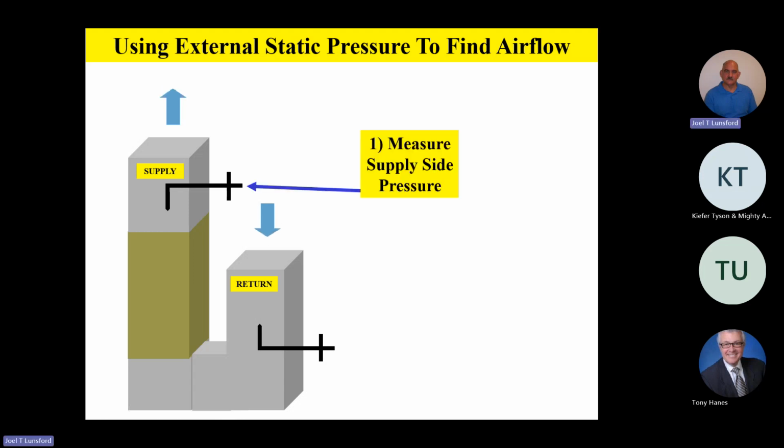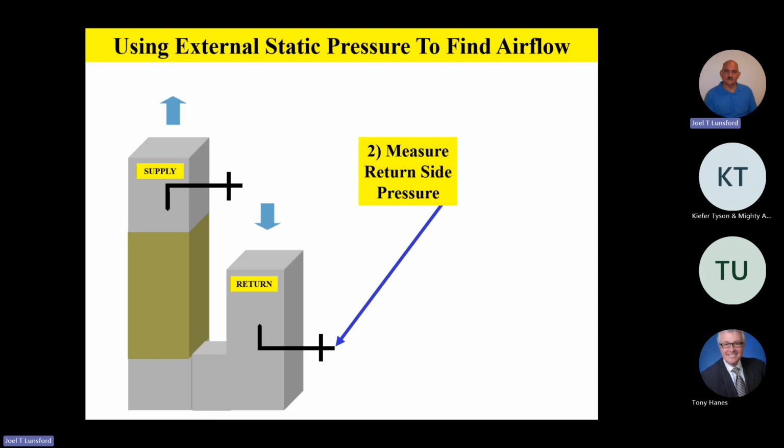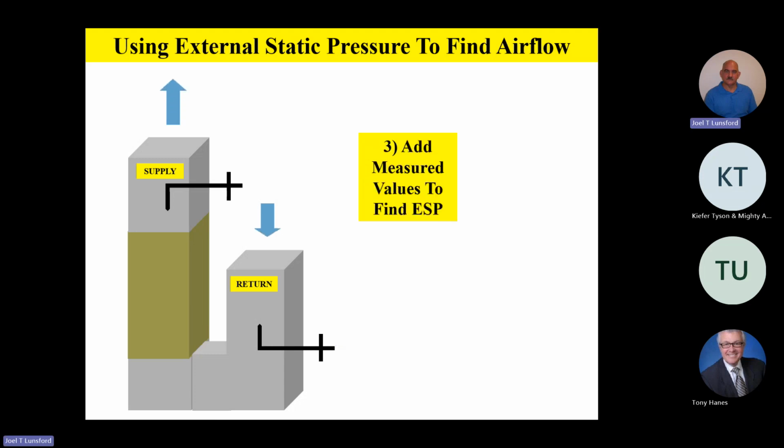So step number one, we're going to measure the supply side pressure and mark it down or make note of it, or remember it. Step number two, we're going to measure the return side static pressure and make note of it, mark it down, remember it. Then we're going to add those values together to get external static pressure and refer to our factory airflow charts to see how much air is moving through this system. So let's go ahead and do that.